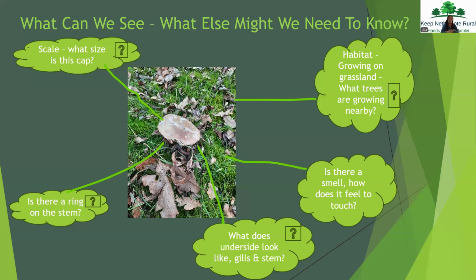We would also want to know, in terms of fungi, what habitat. So this is growing on grassland, but what trees are growing nearby? That's all important information for a verifier to know whether the identification that you've suggested is correct.